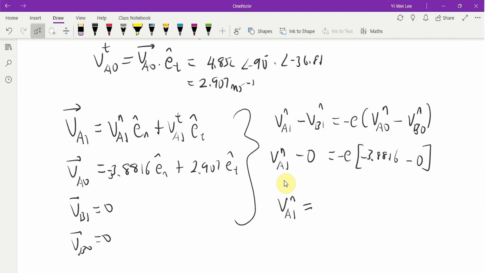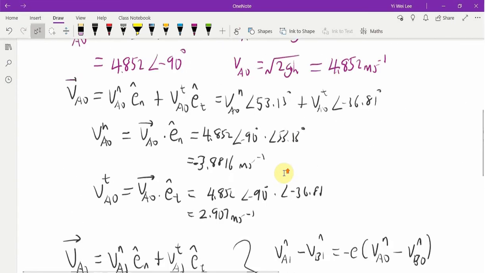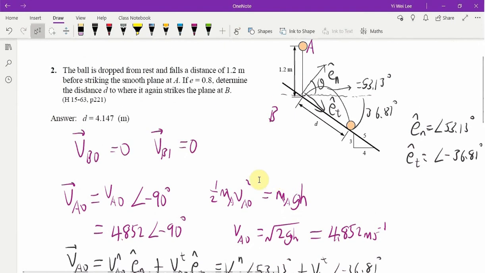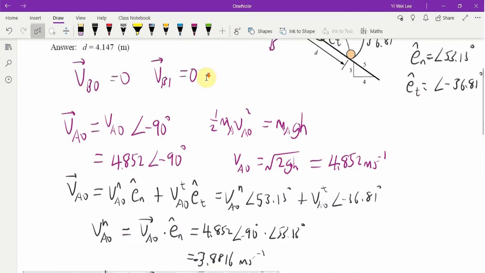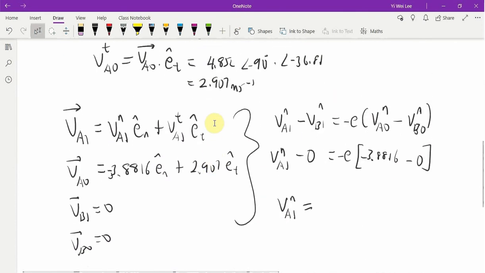to the direction of collision after collision is equal to negative 3.8816 multiplied by E. E is actually 0.8. E is 0.8, and you will get 3.105 meters per second.